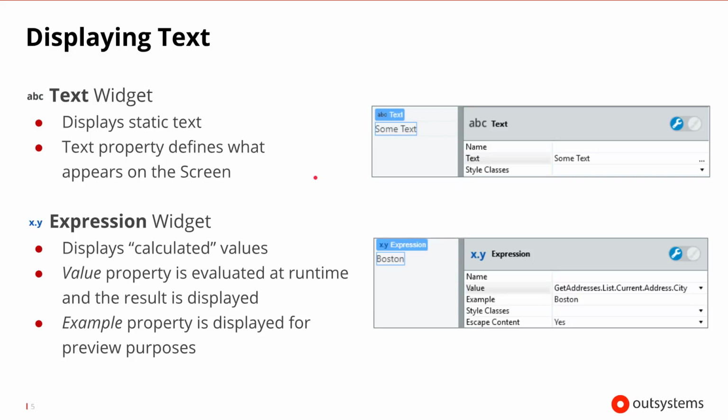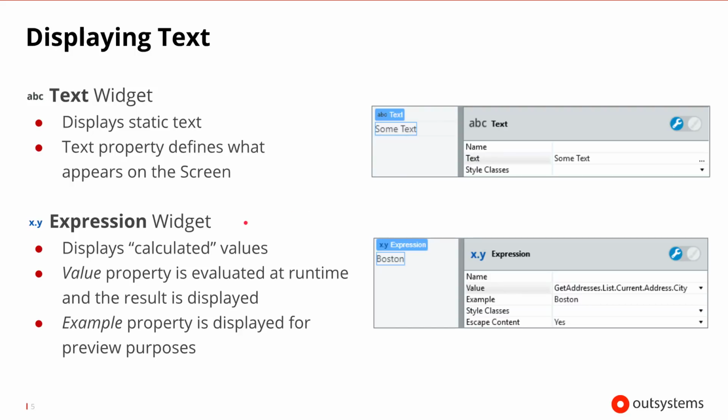If we start with two of the simplest ones, we have two different widgets that can display text. We have the text widget that will display static text that isn't going to change. In this case, the text widget has just one property that we care about, and that's the text, and whatever's in the text is what will be displayed.